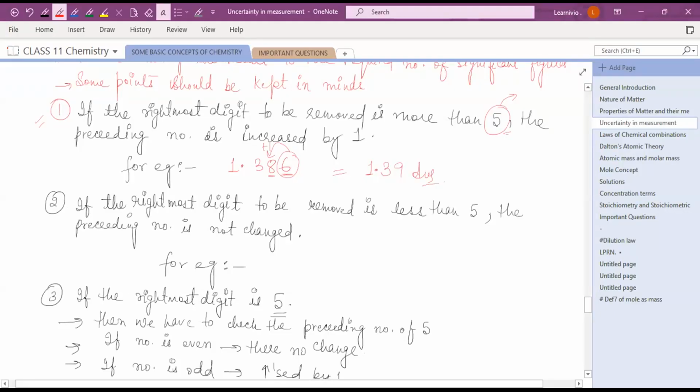What I said: if the rightmost digit to be removed is more than 5, then the preceding number is increased by 1. For example, here it is 6, the terminal end digit. It is more than 5, so the preceding digit is increased by 1. You just remove the digit 6, and 1 is added to this 8. Clear? Both of you, Aisha and Fatima? Yeah, ma'am.